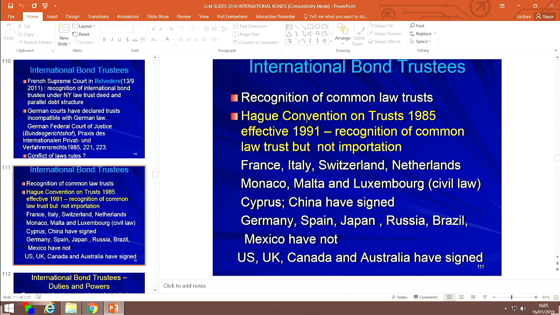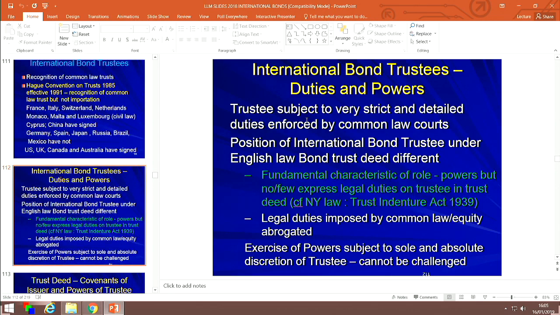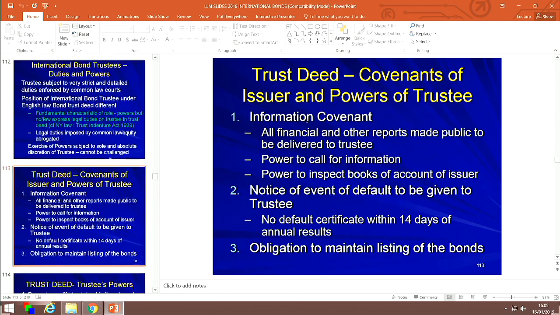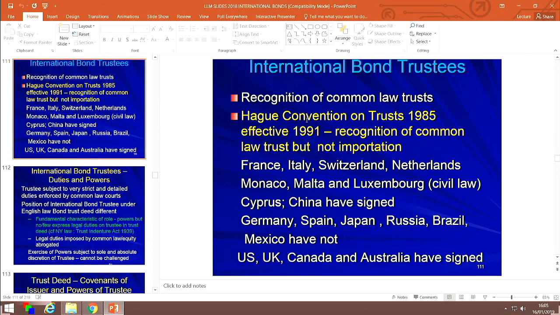Okay, so that's the position with regard to trustees. I'm now going to get on to trustees' duties and powers. But before I go in there, let me just stop and ask whether you've got any questions so far.